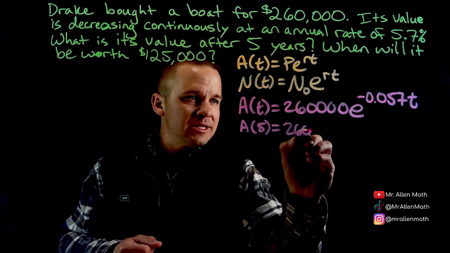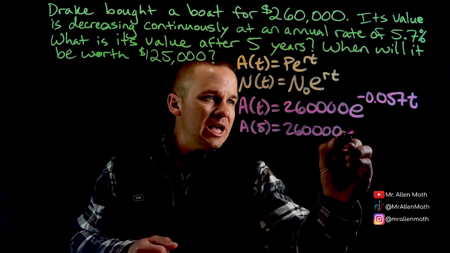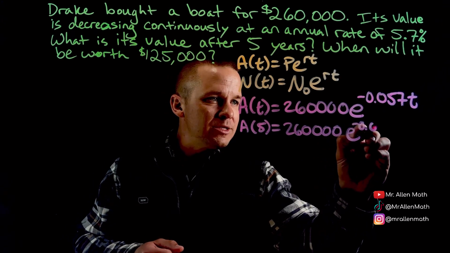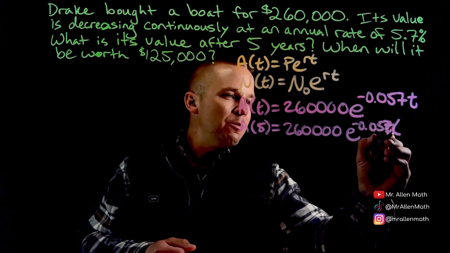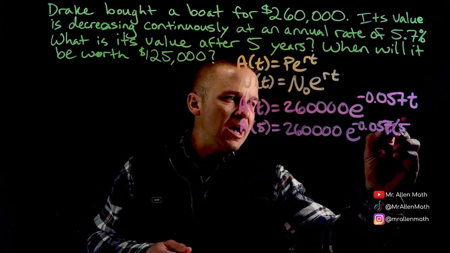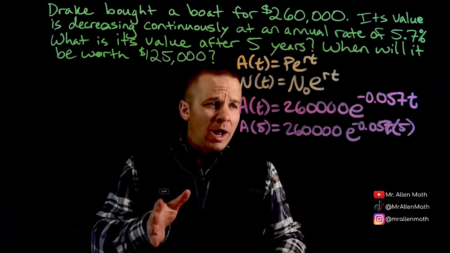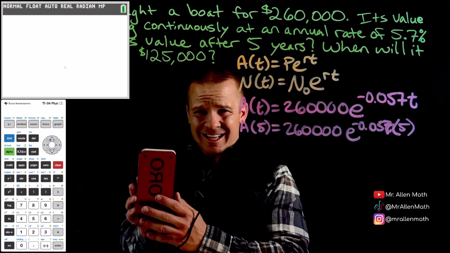We got 260,000 e to the negative 0.057 times, and then we've got ourselves 5 years, right? 5. Beautiful. Excellent. Fantastic. Well, I can't do this in my head. I don't know about you guys. So I'm going to bust out that TI, you know what I'm saying?